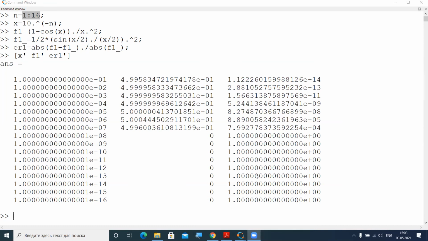So what does x f1 er1 mean? It means table as table. You can see here in square brackets x, and we divided with this prime. The first column is x. The second column is f1, and the third column is the absolute relative error. Why do you put this symbol prime after x? To divide them, just dividing these columns.